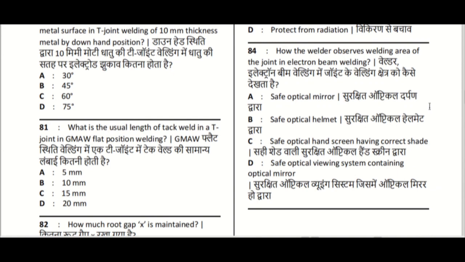What is the usual length of tack weld in a T-joint in gas metal arc welding flat position welding? The usual length of the tack weld is 10 mm.